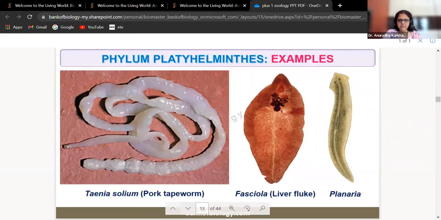Examples: Taenia solium, which is called the pork worm, the pork tapeworm. So where is it going to be found? It's going to be found as a parasite in the pig's intestine; we find Taenia solium mostly there. Fasciola is the liver fluke and planaria is generally free living. Three examples: Taenia solium, fasciola and planaria. Please write down three names. Yeah, hook is for grip. Write down the examples: Taenia solium, fasciola and planaria. Done?